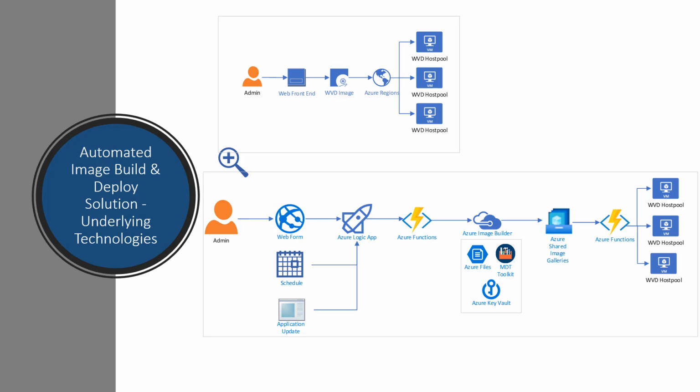So all these triggers are created with Azure Logic Apps. That Logic App then kicks off an Azure function. That Azure function then runs Azure Image Builder. While that's building the image, it's talking to Azure Files. It's talking to MDT. Now, MDT looks odd in there, but we'll talk about why that is in a second. Key Vault for secrets and creds. Then it chucks into Azure Shared Image Gallery. Shared Image Gallery is super interesting because what that will do for you is take over the entire replication and versioning of your images without any effort on your part.